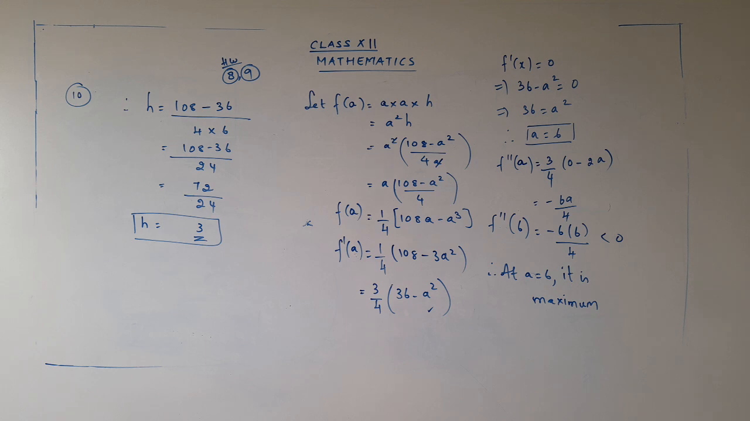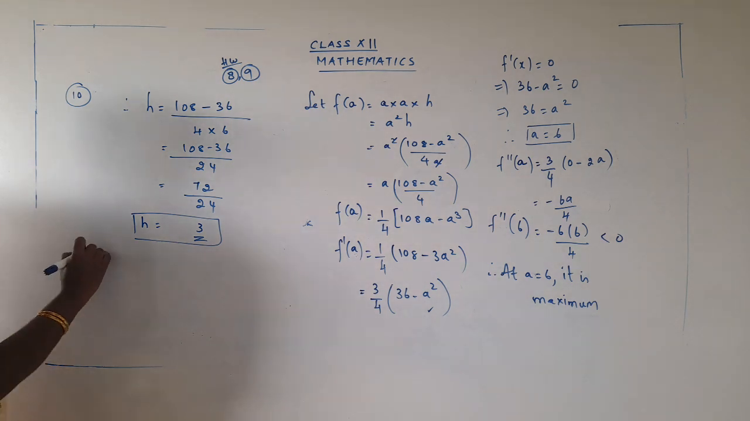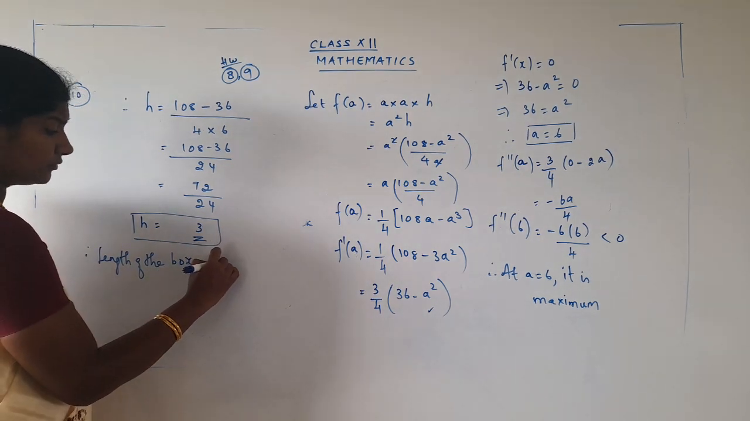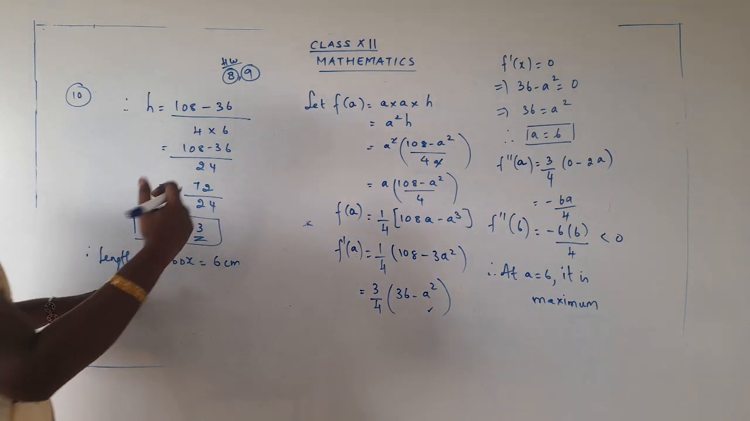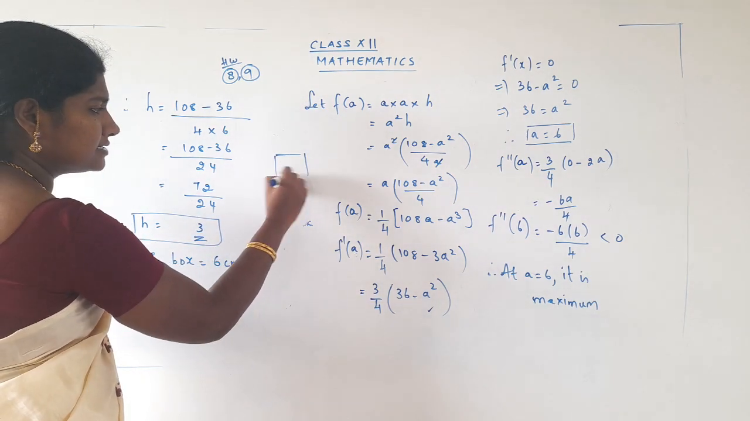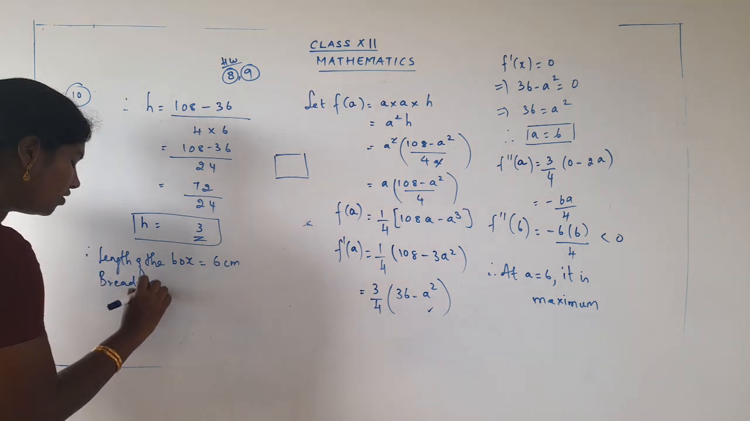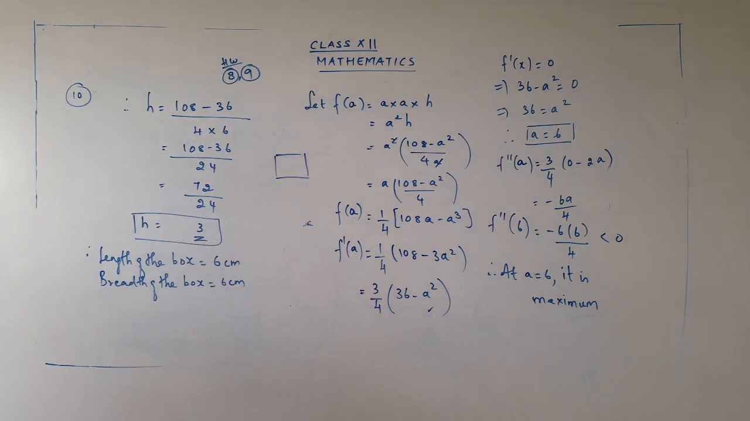Okay, have you completed till here? Now, what is the question? The question is to find out the dimensions of the box. That means you have to find out the length, breadth and height of the box. Therefore, length of the box is equal to 6 centimeter, because the unit here is centimeter. The length and the breadth will be the same, because the surface is in shape of square. So length of the box is 6 centimeter. Breadth of the box is equal to 6 centimeter, and we know the height of the box, that is 3 centimeter.